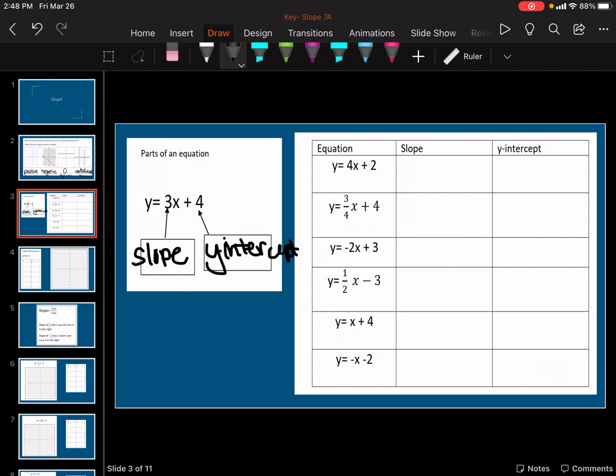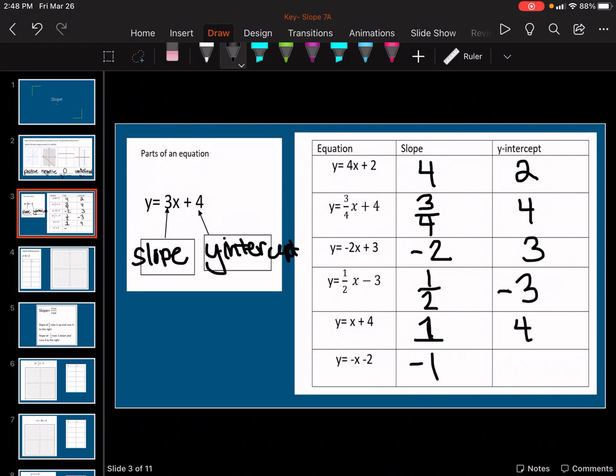So let's look here. For this first one, y equals 4x plus 2. 4 is your slope, 2 is your y-intercept. Then 3/4 is your slope, 4 is your y-intercept. Negative 2, notice it's a negative 2. It's going to have a negative slope, so it's going to be going down this way. And then 3 is your y-intercept. 1/2 is your slope. Negative 3 is your y-intercept. Notice the invisible 1. So 1 is your slope, 4 is your y-intercept. Then negative 1 is your slope, and negative 2 is your y-intercept.